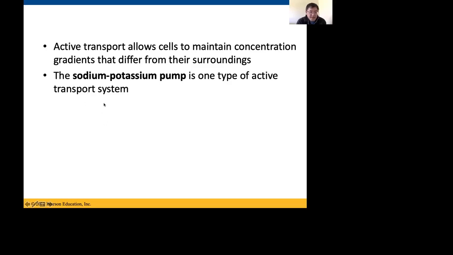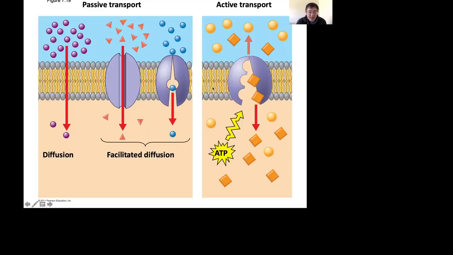A good example of active transport is the sodium-potassium pump. Here we can see what we have mentioned: passive transport, the diffusion and facilitated diffusion. Here is the active transport. This is the ATP. This is the sodium-potassium pump.